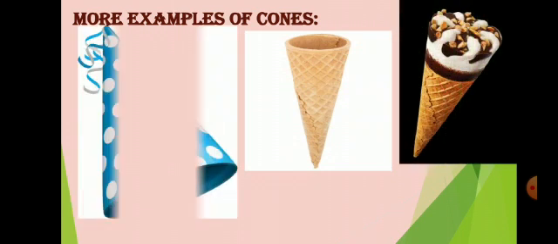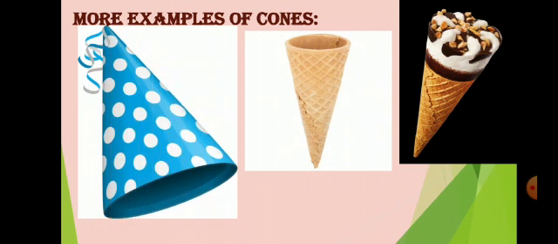Let's see examples of cones. Here you can see picture of a traffic cone which is kept during the traffic. You all can see this kept on the road. An ice cream cone not filled with ice cream, and the birthday cap. Here you can see examples of an open cone as well as closed cone.